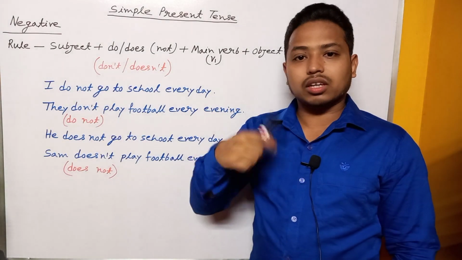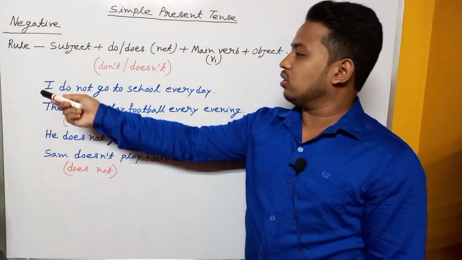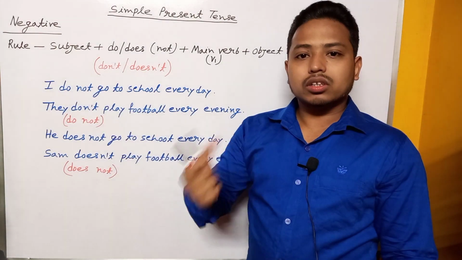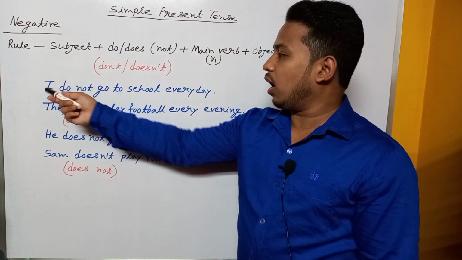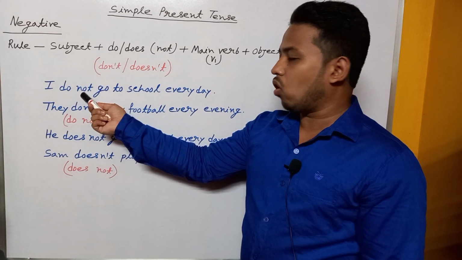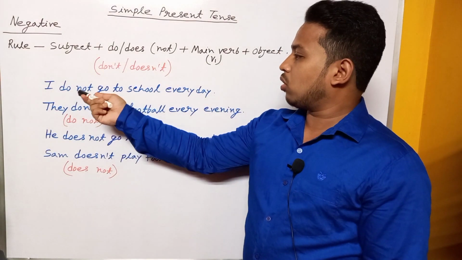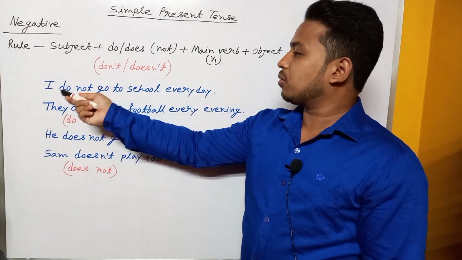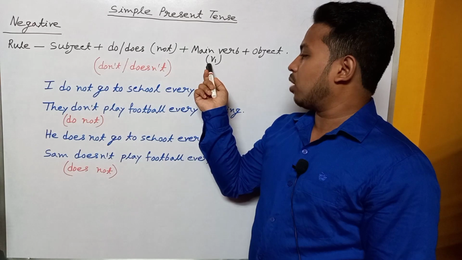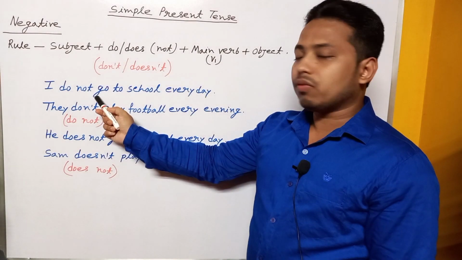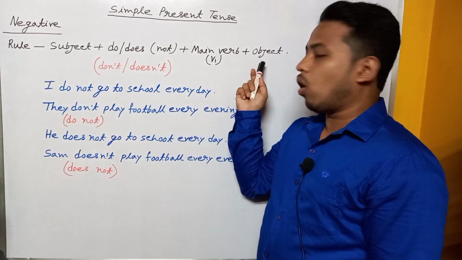So let's see the sentences. I do not go to school every day. I, subject, first person singular. That's why I write do helping verb with I. Then I write not because it is a negative sentence. That's why I write not after do helping verb. Go, main verb, means verb first form. To school every day, object.